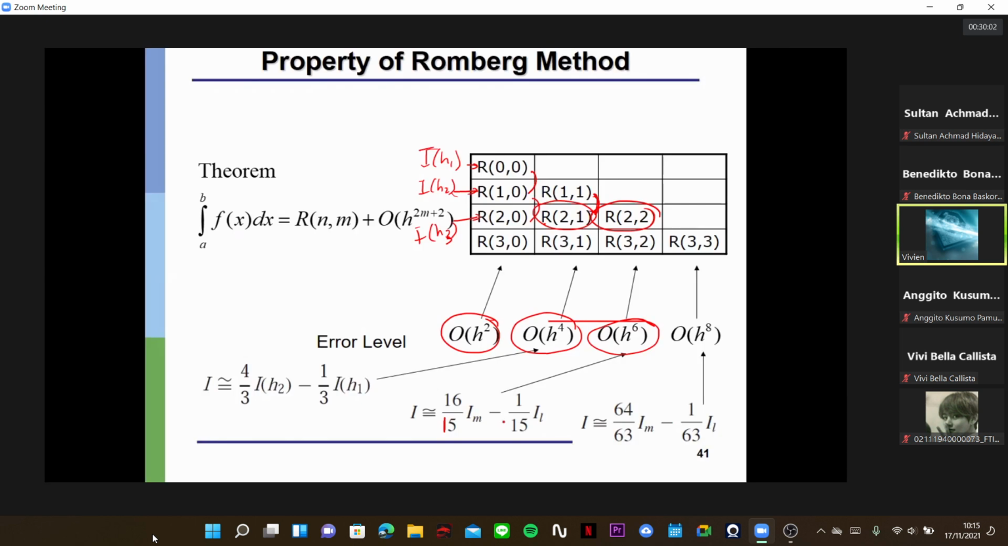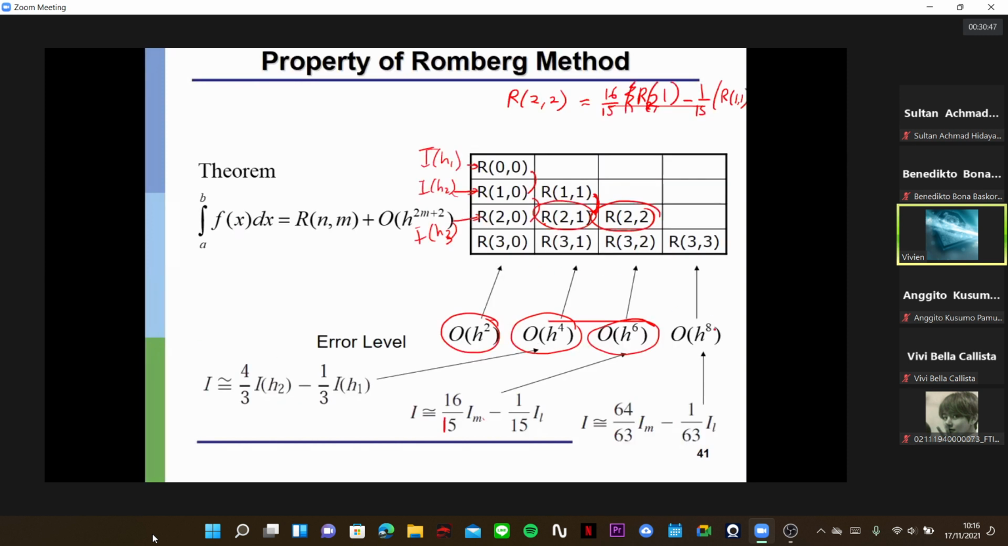Which one is IM and IL? IM here is the value using more segments, minus 1/15 of the integration using fewer segments. So if you calculate this, the value of R22 will be equal to 16 over 15 R21 minus 1 over 15 R11. So this will be the calculation.